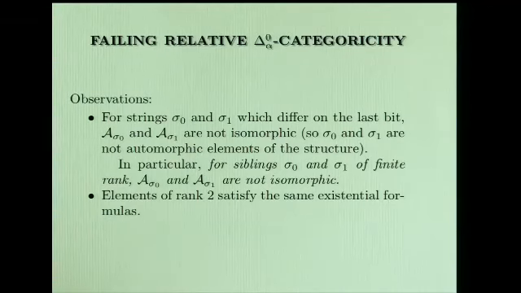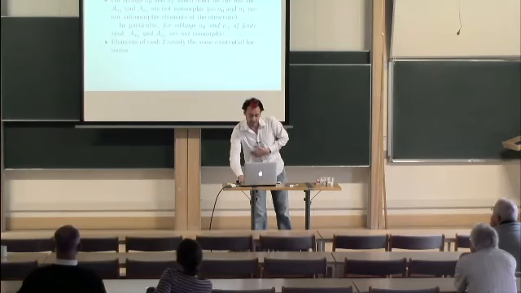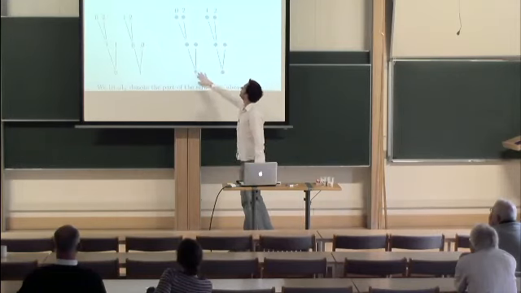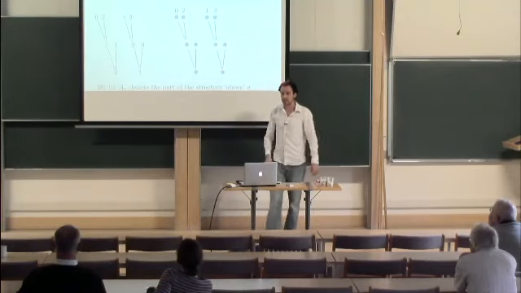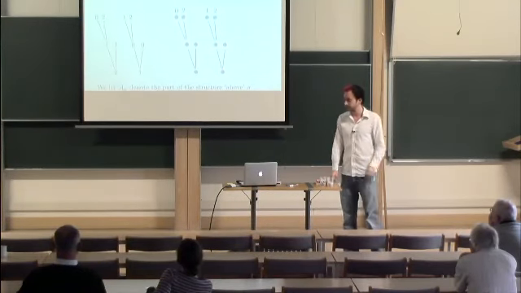So in particular then for siblings, by siblings I mean strings which are the same except in the last bit. Okay? So for siblings, sigma 0 and sigma 1 are of finite rank, well everything here is of finite rank, so it seems silly I'm saying that. Okay. For siblings sigma 0 and sigma 1 of finite rank, the corresponding substructures are not isomorphic. Okay? It's a simple fact that's fairly obvious in this structure, we're going to have that in more complicated structures. Okay, that's the first observation, and then the second observation is that elements of rank 2 satisfy the same existential formulas. Okay, so this is an element of rank 2, these are the elements of rank 2. So any finite structure you can embed in here, you can also embed in here. Basically, it's by going far enough over to the right. Okay.